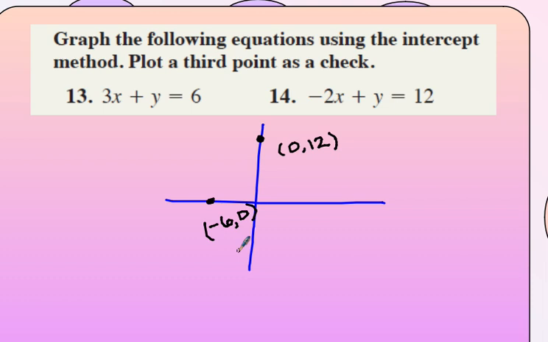They also want us to plot a third point, just as a check. So how can I plot a third point? Sydney, what would you like? I have no idea. I can't see the board. Okay, I'm blocking you the whole time. Perfect. Okay, so looking at it now, how can I get a third point? How do I get any points on the line?